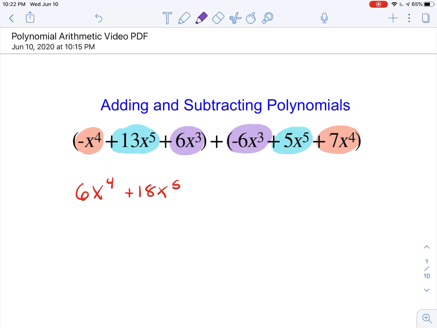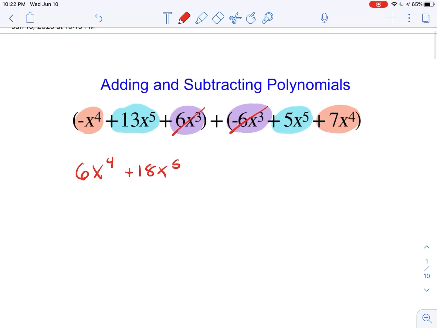And finally, we're going to do x to the third and x to the third. A plus 6 and a minus 6 actually cancel each other out. Okay, so since they cancel each other out, we don't even have to write an x to the third term here. We can just drop it.